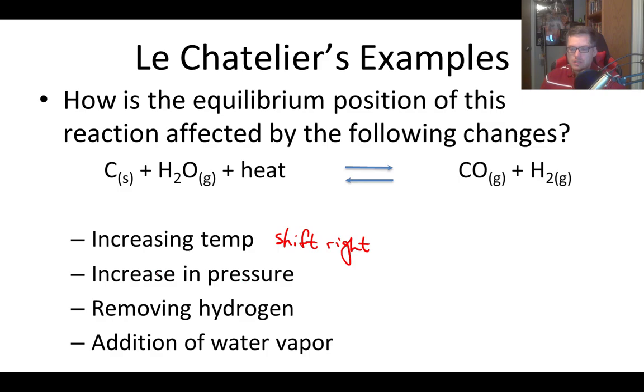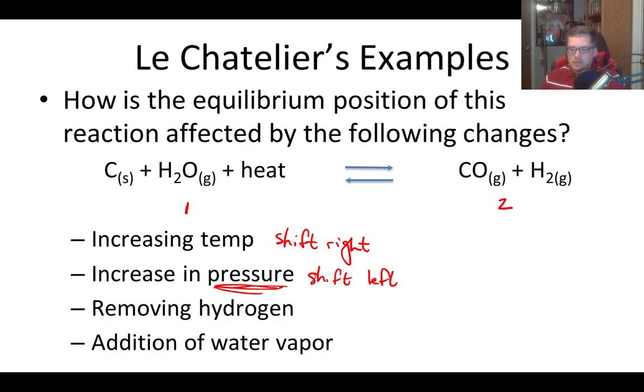All right, the next one is if we increase the pressure. So remember, whenever we see the word pressure, that means count the number of moles of gas. On the reactant side, we only have 1 mole of gas, because carbon is a solid, and that doesn't count. We have 2 moles of gas here. So if we increase the pressure, concentrations go up. Which side is going to have a bigger change in concentration? Well, this side is, because they have 2. So we're going to shift left.